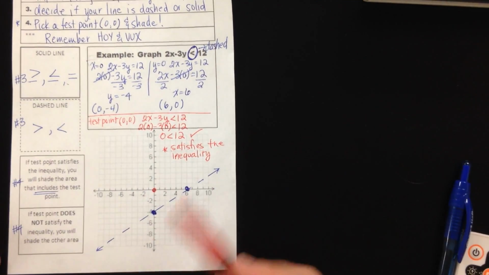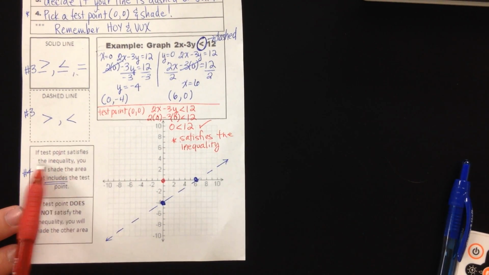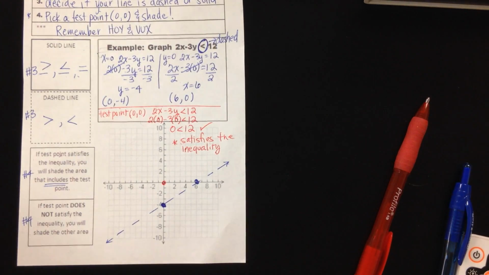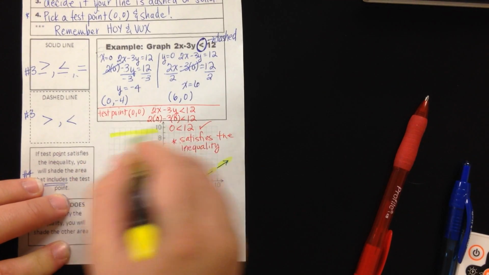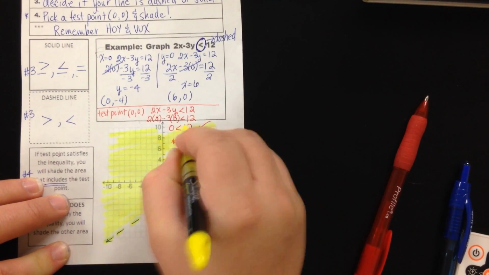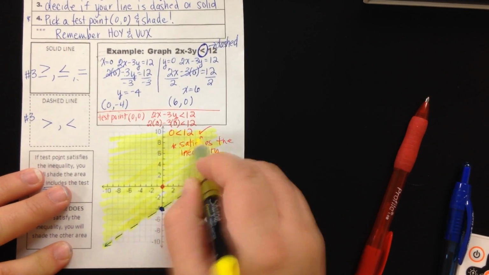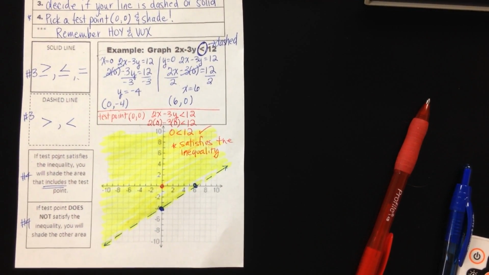Well, let's go back over to our little foldable, okay, and read the 2 boxes. If the test point satisfies the inequality, which in this case it does, you will shade the area that includes the test point. So this is where you're going to take your highlighter, and you're going to shade from your dashed line the area that includes the test point. And that is your graph of an inequality. Okay, and so what this represents is that everything that's shaded would satisfy the inequality that was written out above.